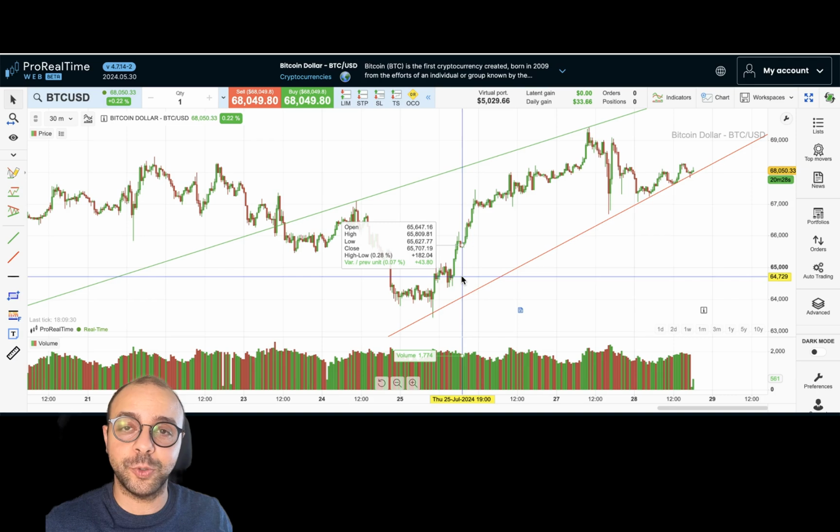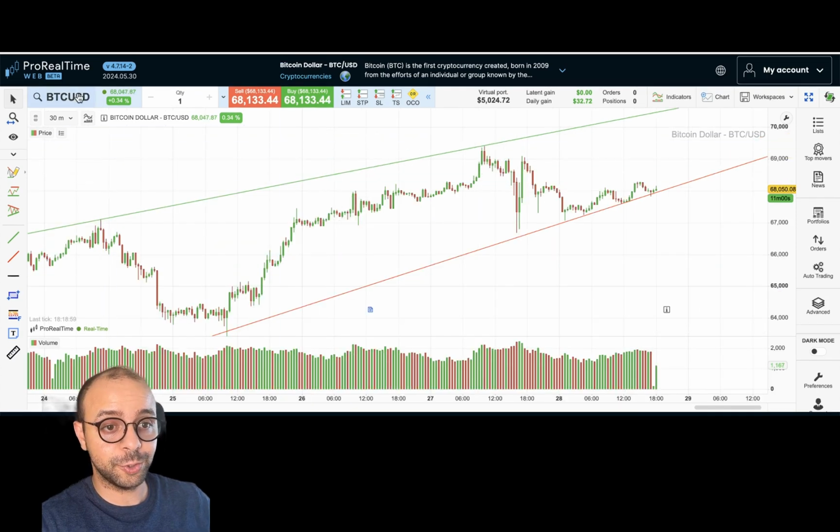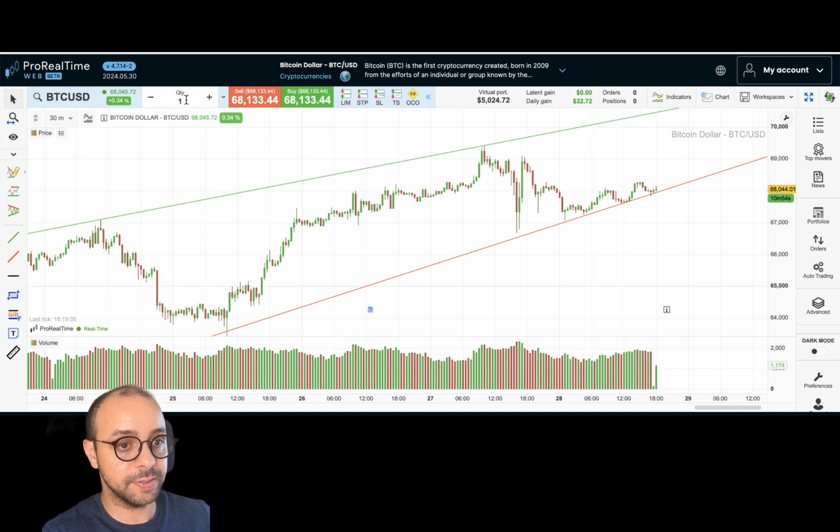Now, let's learn how to place a market order. A market order allows you to buy or sell a financial product at the current market price. To place a market order, first ensure that you are on the right financial instrument. Then you can adjust the quantity by clicking on the minus or the plus signs, or you can indicate the amount you want to trade directly.